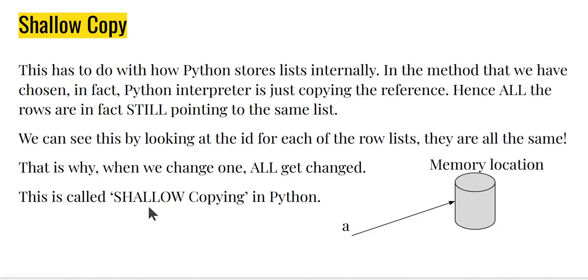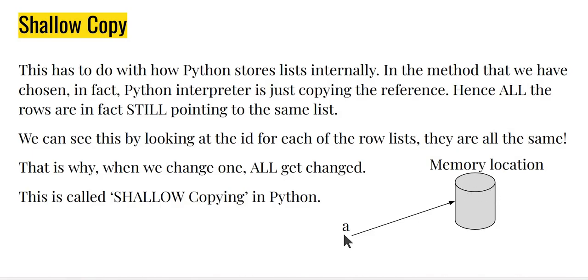Like I said, this is called shallow copying. Let me try to illustrate this with a diagram here. Let's say I have a list called A. Remember, a list is basically a collection of variables, and every variable is a box with a label. That box is basically a memory location.